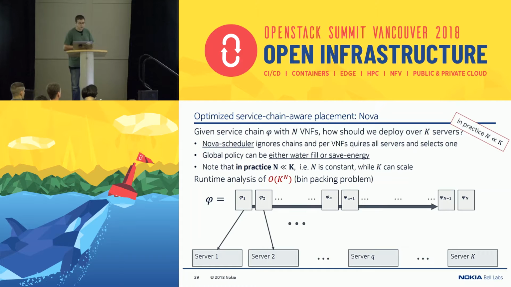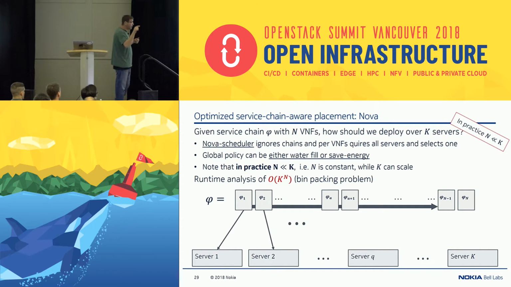So Nova Scheduler ignores the chain, and per VNF queries all servers, as discussed in the first part of this talk, and then selects a single one that can accommodate the placement. You can follow the global policy of either water filling or energy saving, but what I want you to note in this schematic placement is that n is very small, and OpenStack does not utilize it. Usually the size of the chain is very small, somewhere below 10. It's not something that is too big.